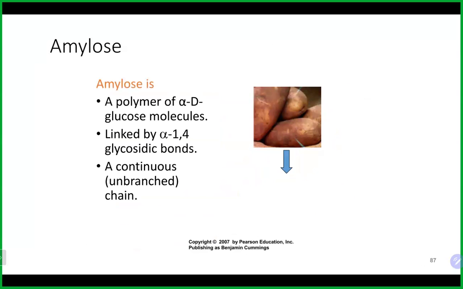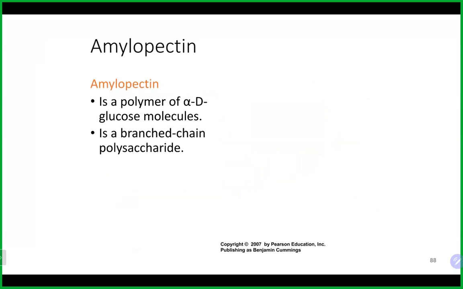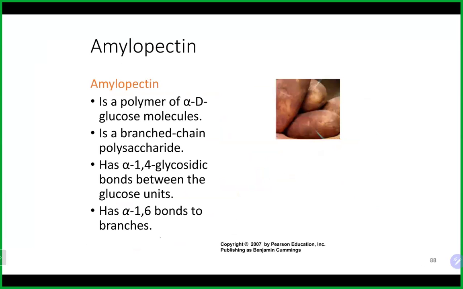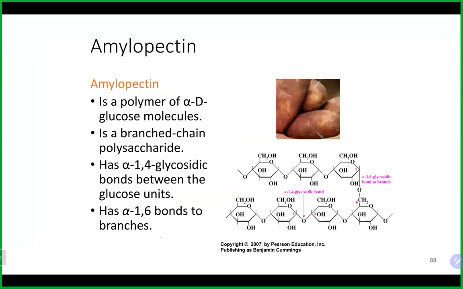So amylose is, as we saw there, a continuous unbranched chain having that alpha 1,4 bond, while amylopectin, as we saw in those pictures, also has those branching points. So it has two different bonds, alpha 1,4 and alpha 1,6.